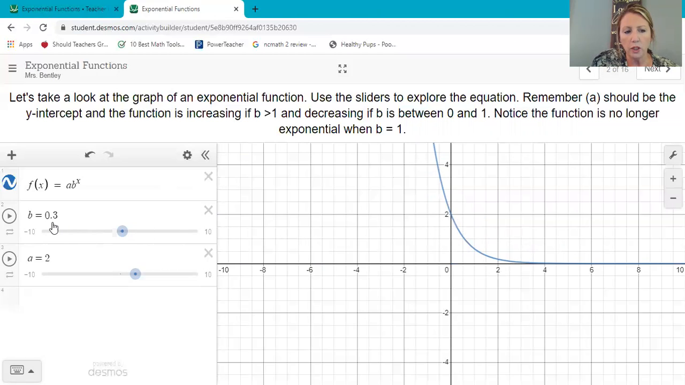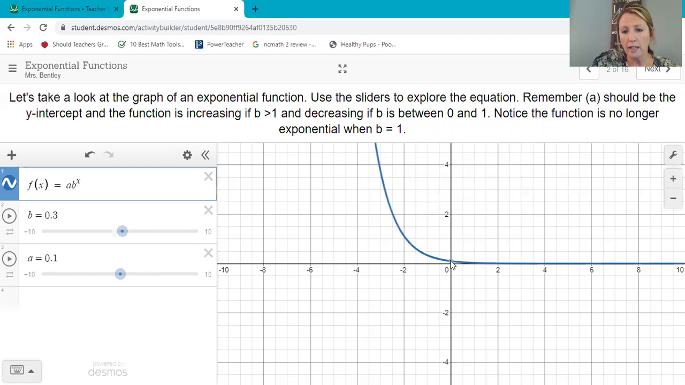So now when you look at an equation, if your b value is between 0 and 1, you should recognize that it's decay. And this a value is your y-intercept. Now I'm going to change that y-intercept. Notice I've dropped the y-intercept to 0.1. So now this curve is coming down and intersecting the y-axis at 0.1.